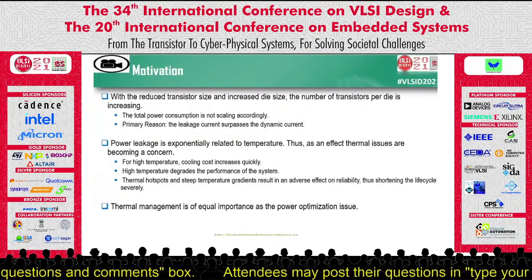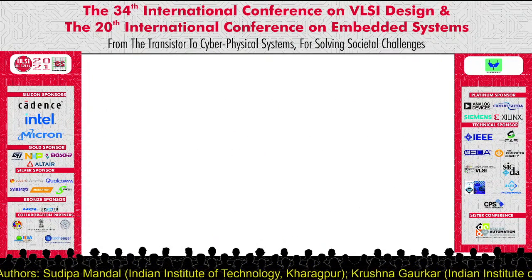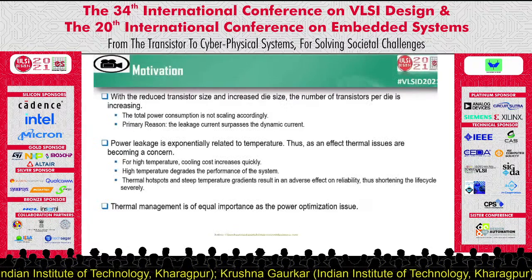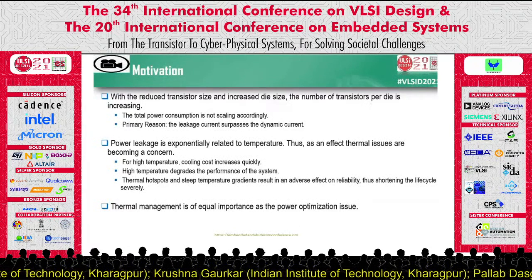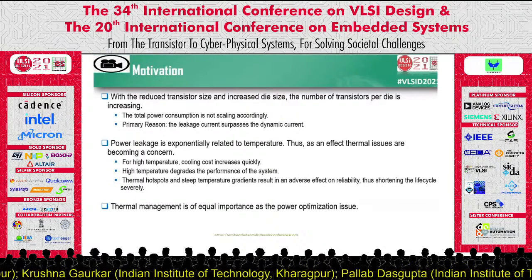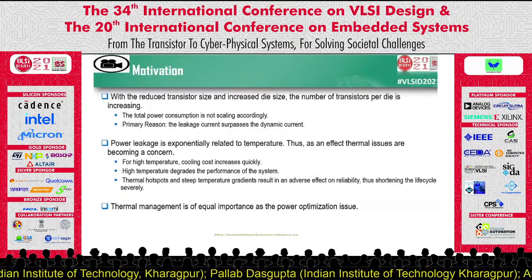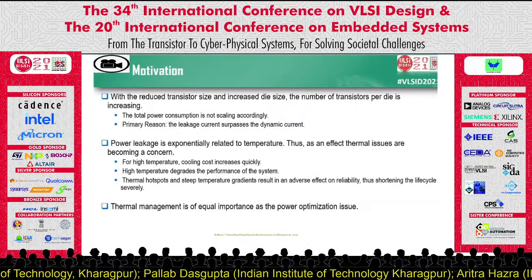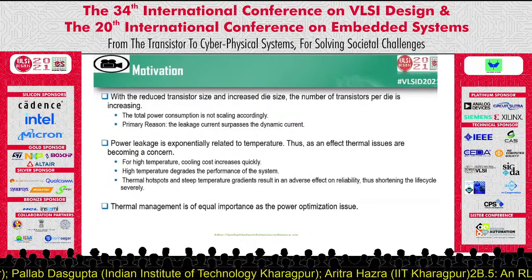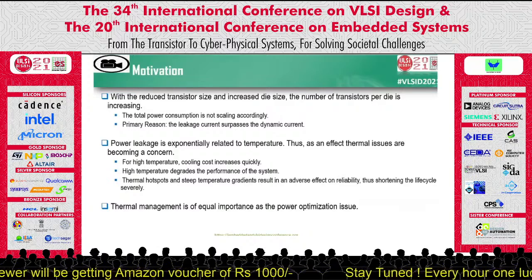The major motivation of this work comes from a growingly popular problem. The number of transistors per die is increasing. This in turn does not cause the power per transistor to scale accordingly with the size, the primary reason being that at smaller scales the leakage current surpasses the dynamic current. Now, since power leakage is exponentially related to temperature, thermal issues arise.